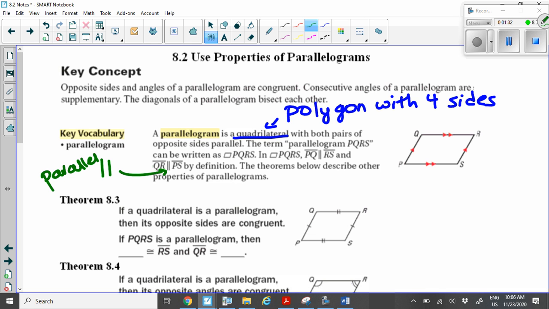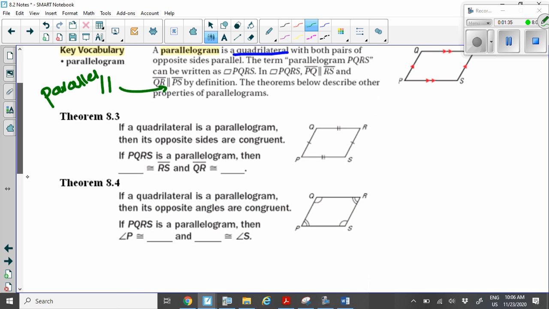So we have 8.3. So that theorem just basically says if a quadrilateral is a parallelogram, then its opposite sides are congruent. Okay, so remember, both pairs of opposite sides are congruent. So if PQRS is a parallelogram, excuse me, that's very hard to say, then blank is congruent to RS. So that means QP, okay, because those two sides are congruent. And then QR is going to be congruent to PS, okay?